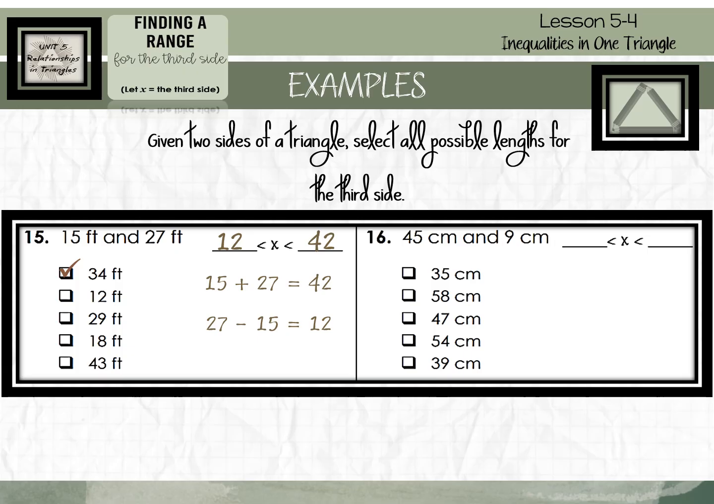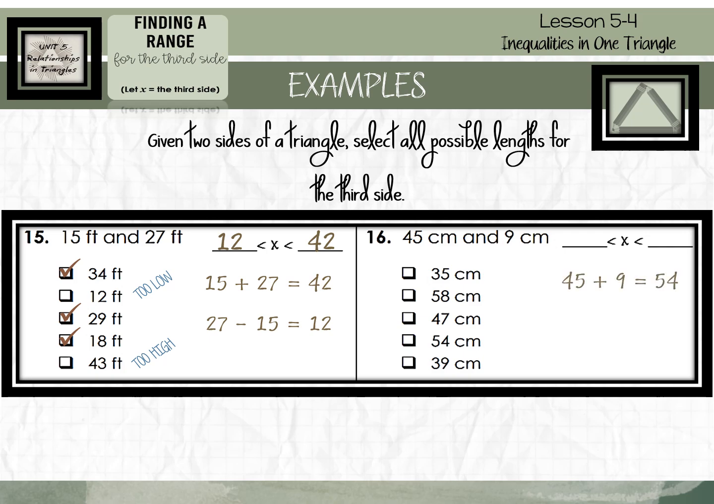34 is between them, yes. 12, no, it's too low. Remember, it can't be equal to 12. It's got to be just above it. 29 works. So does 18, but 43 is too high.